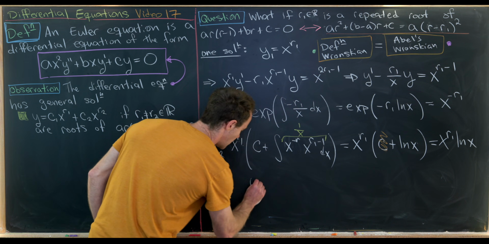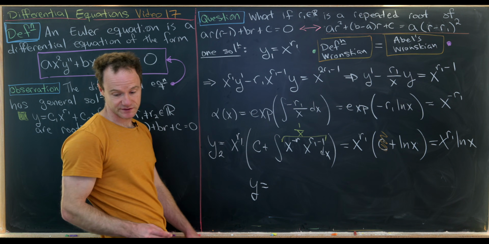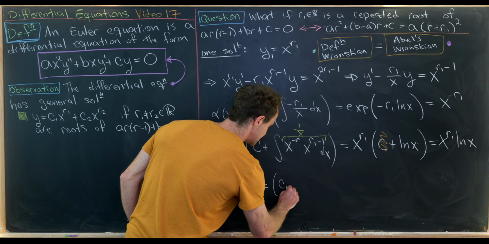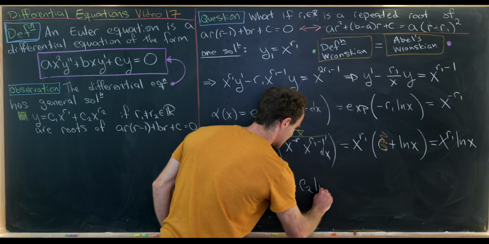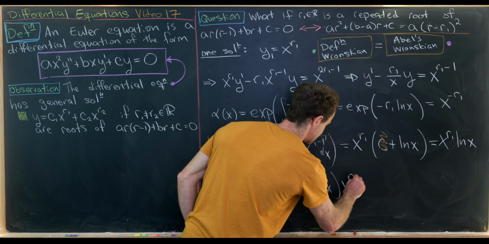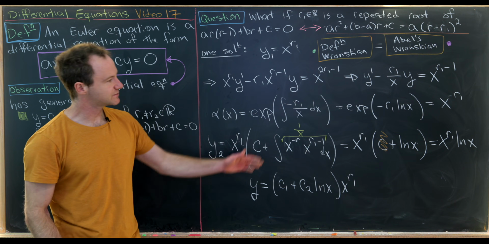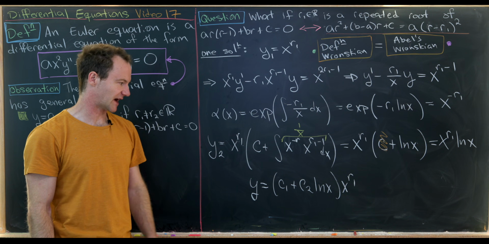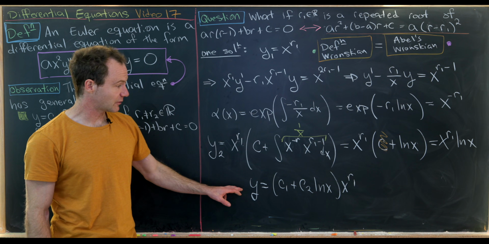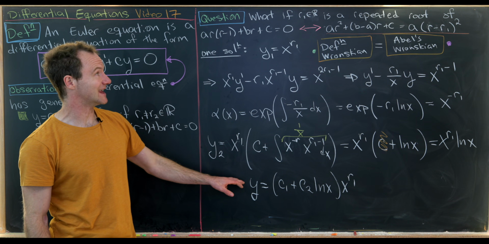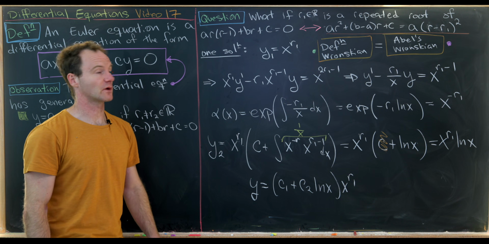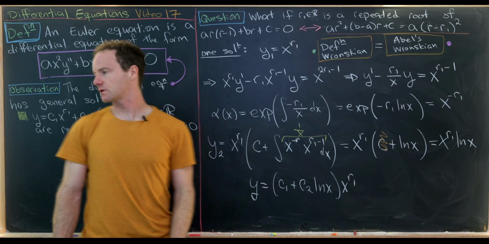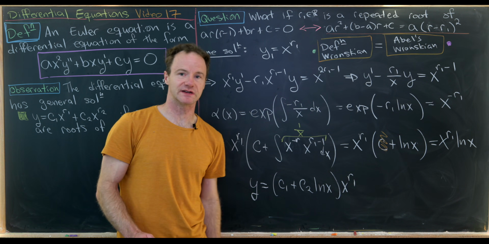Now we can put this all together into a general solution of c1 plus c2 times the natural log of x, times x to the r1. Because both of these have an x to the r1 as a factor, we might as well factor it out like this. So that would be our general solution in this setup where we have a repeated real root. Okay, so let's get that on the board over here and we'll do an example.